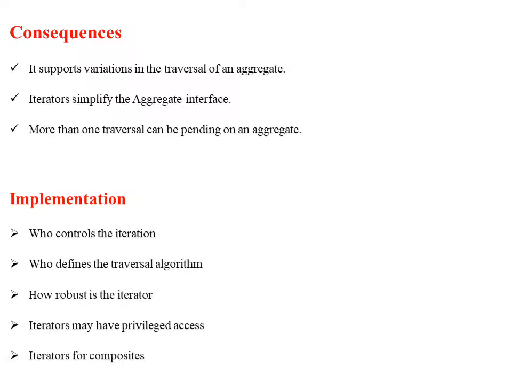A robust iterator ensures that insertions and removals won't interfere with the traversal, and it doesn't copy the aggregate object. How robust is the iterator? Robust mainly means strong. That is the meaning of the word. So how strong will the iterator class be?